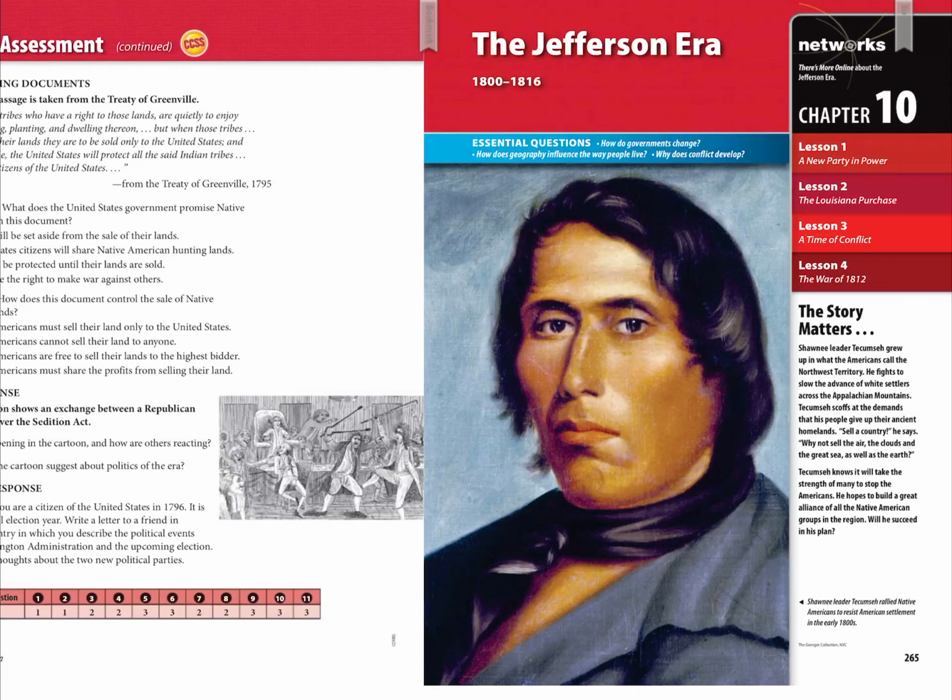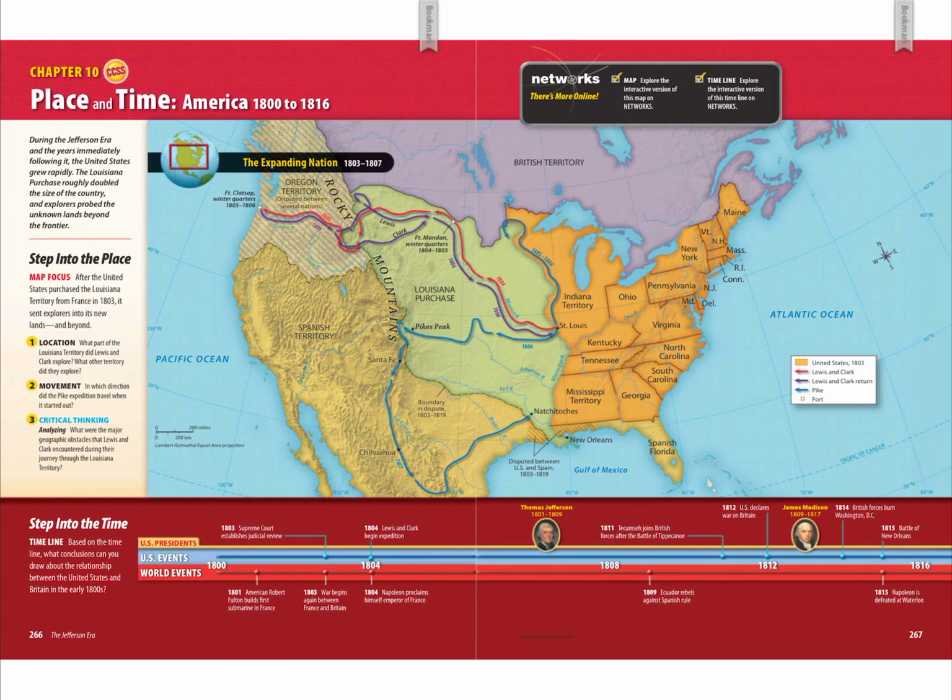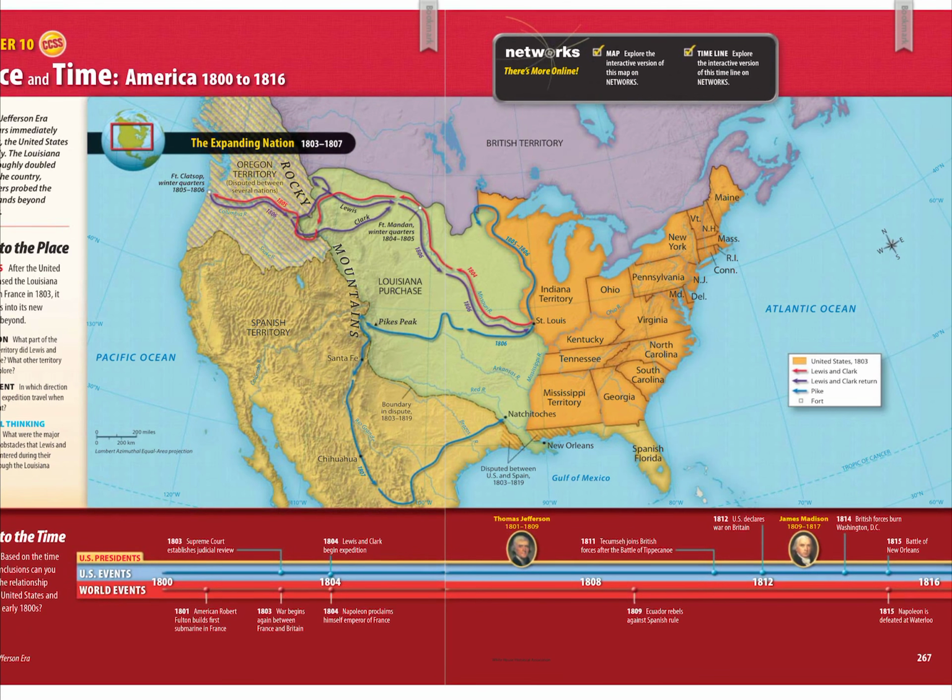Okay, today we are going to start chapter 10. First notice that chapter 10 has 4 lessons and the years are going to be about 1800 to 1816, which they're loosely calling the Jefferson era. All right, and then if you switch to the next page, you will see the map.